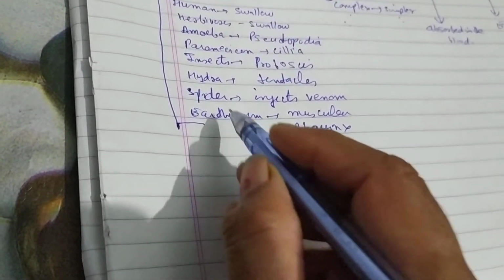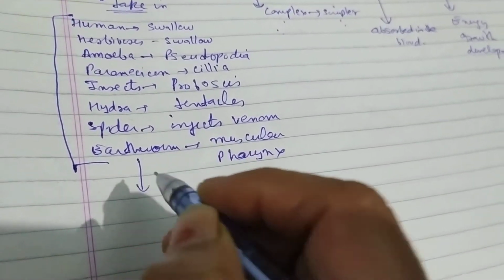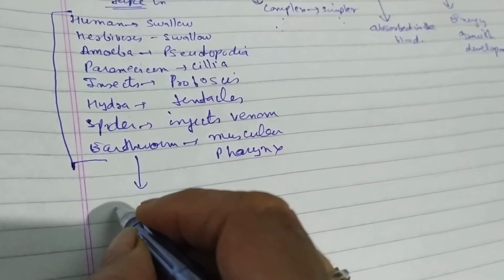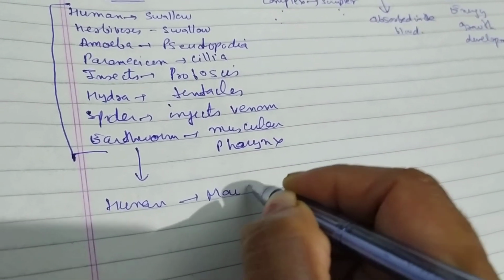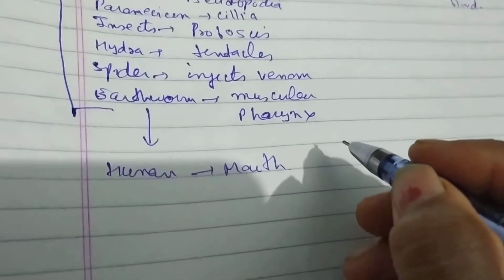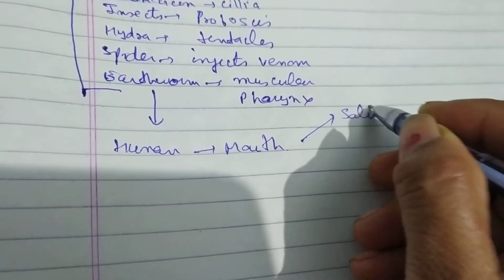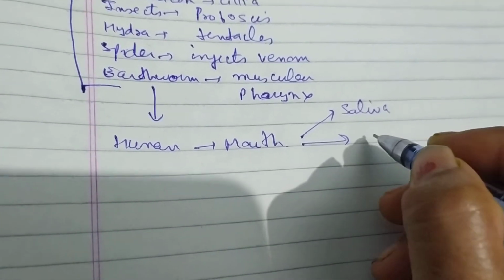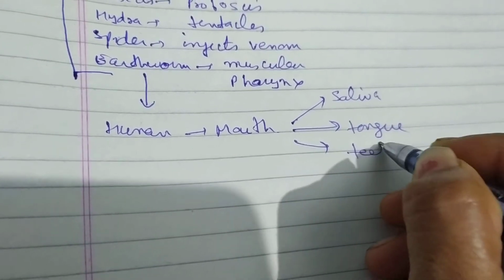I've discussed how the different organisms ingest the food. Now for ingestion, humans take the food through the mouth. And in the mouth we have saliva. Saliva is the spit, which we call थूक. Then the tongue and then the teeth.